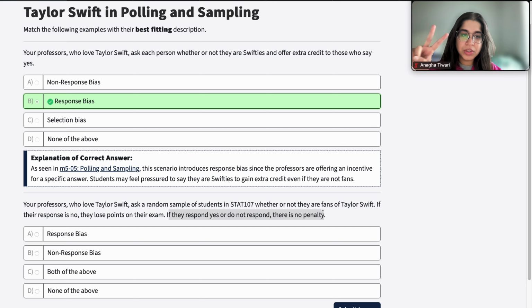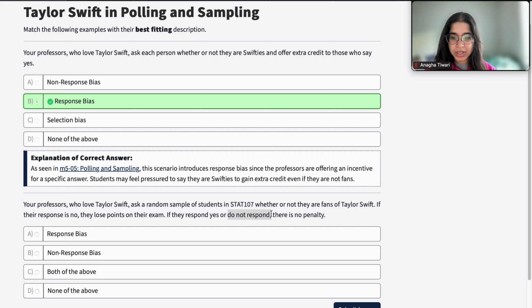So there are two situations that will happen, right? One, everyone's response is going to get affected, right? Nobody will want to say no because nobody wants to lose points on their exam. So that's an example of someone's response getting affected from this situation, right? And then number two, if they respond yes or do not respond, there is no penalty. So not only will people be less inclined to say no, people will be more inclined to not even respond to the survey, right? Because there's going to be no penalty for people who don't respond.